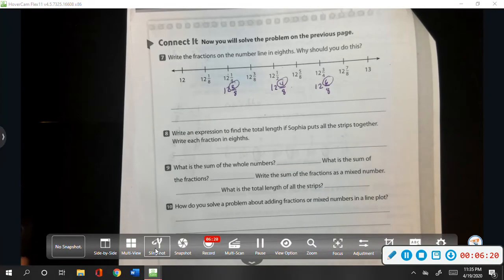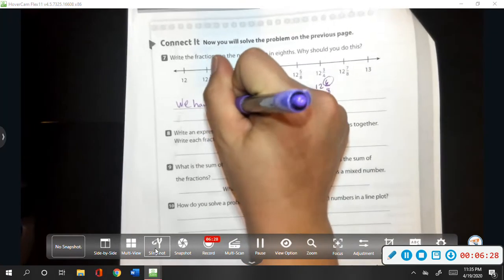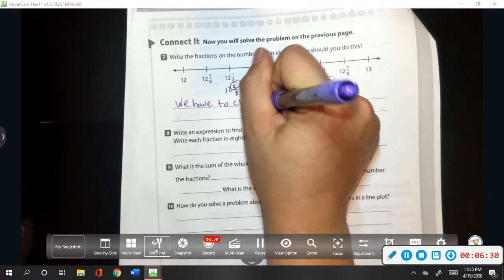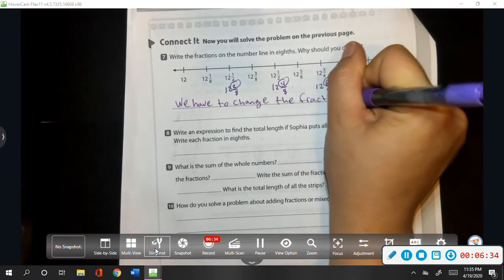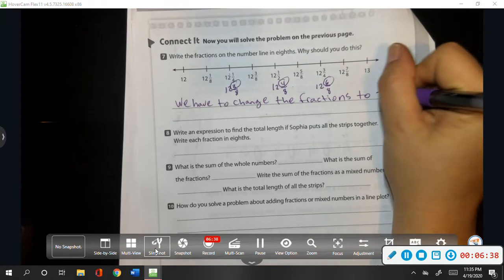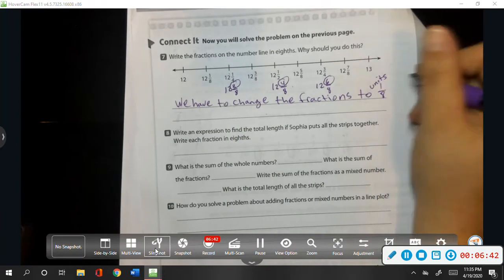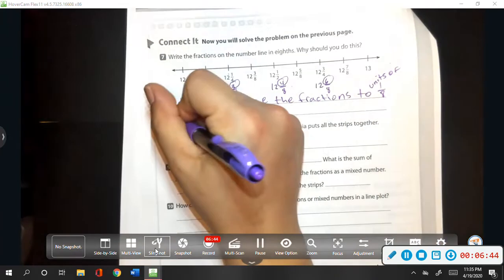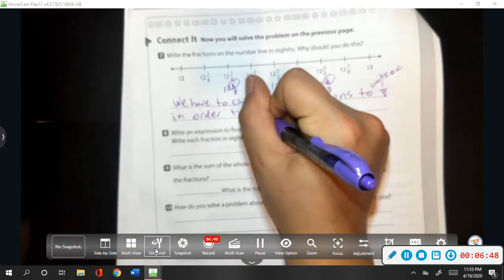Now, we want to do this because in order to add the fractions, they all have to have the same denominator. So we have to change the fractions to eighths, or to units of eighths, in order to add them.